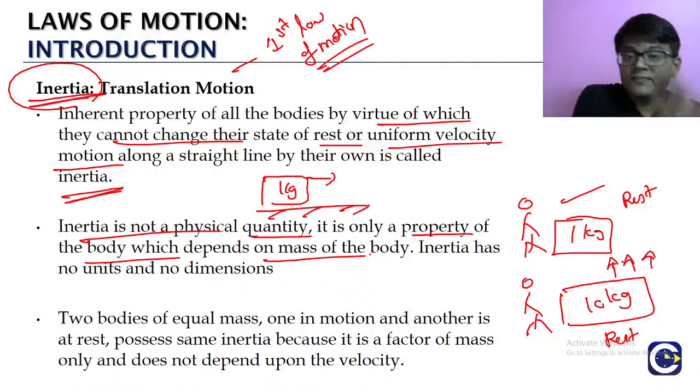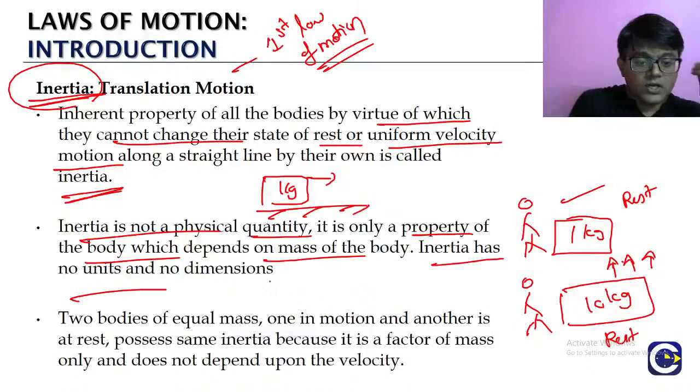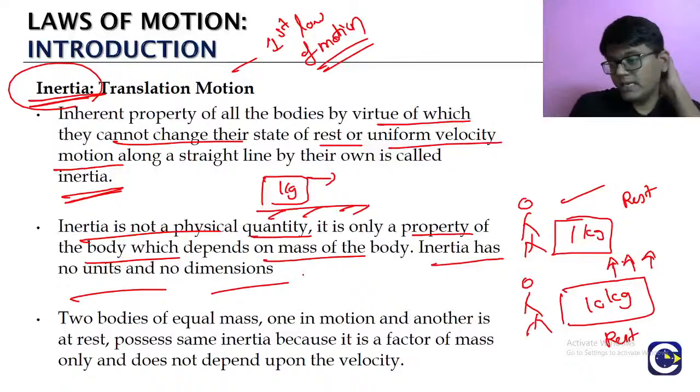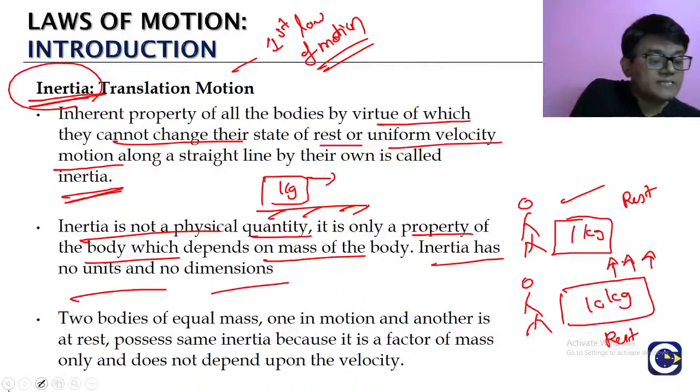And since this is not a physical quantity, inertia will not have any unit, and it will also not have any dimensions. It will be a unitless and dimensionless quantity. So in translatory motion, which is the motion we are discussing here, the inertia of the body is quantified by using mass. And there is one more interesting thing, where a lot of people will have a misconception.